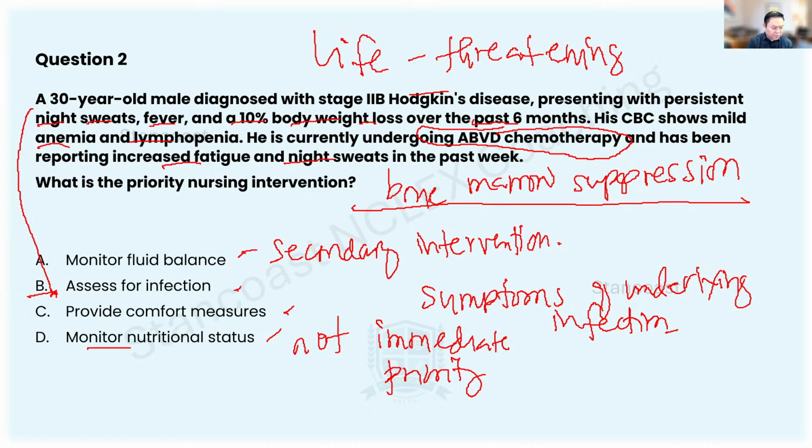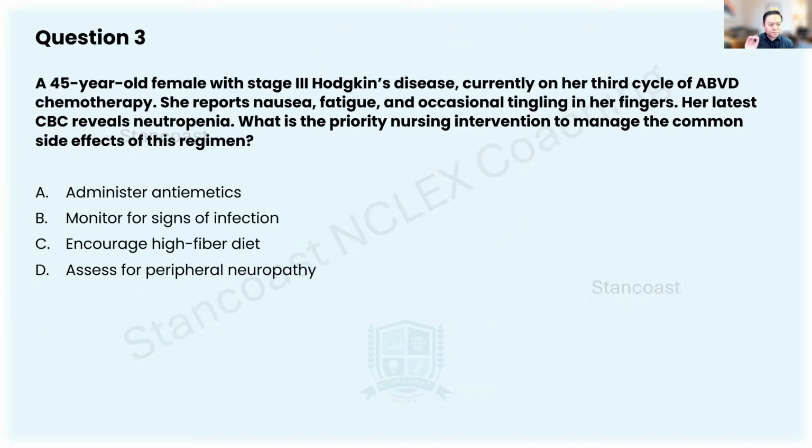Congratulations to those who got the correct answer. Let's move on to number 3. Question number 3. A 45-year-old female with stage 3 Hodgkin's disease, currently on her 3rd cycle of ABVD chemotherapy. She reports nausea, fatigue, and occasional tingling in her fingers. Her latest CBC reveals neutropenia. What is the priority nursing intervention to manage the common side effects of this regimen?